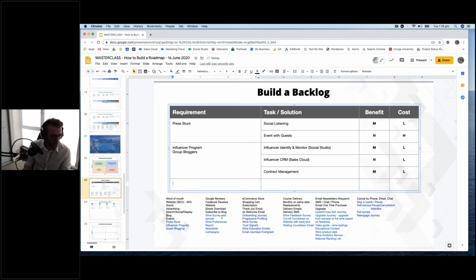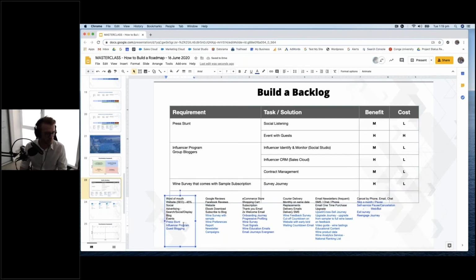Great. Wine survey with sample. Okay, with sample just means that it comes with the sampler. So it would be an automated wine survey. This is the requirement that comes with the sample subscription. So the solution would be a survey journey. The benefit would be, I would say, high, and it's relatively low effort to achieve. Okay, cool. So let's just remove that.